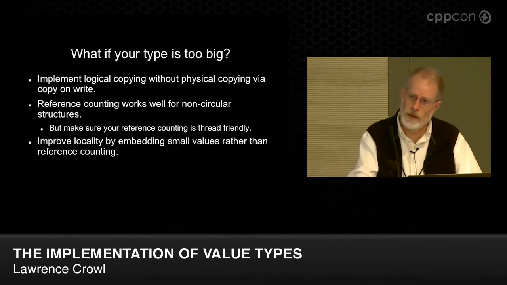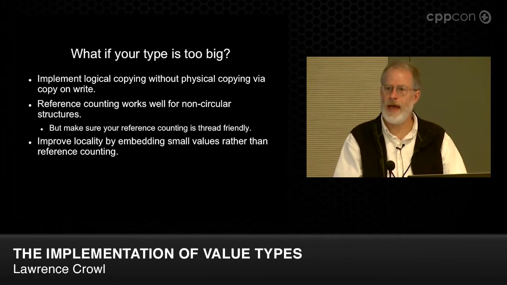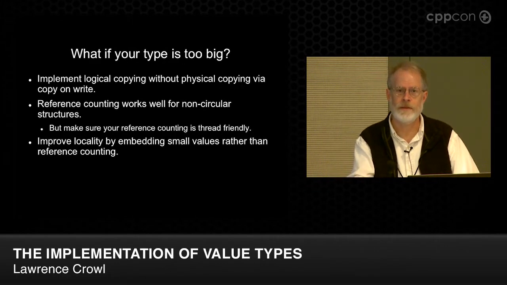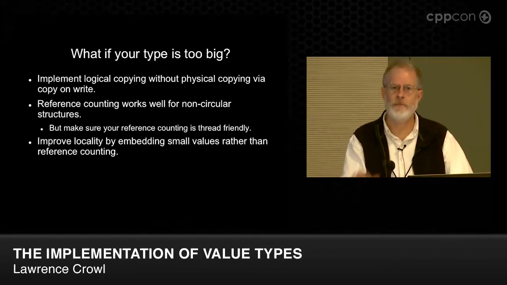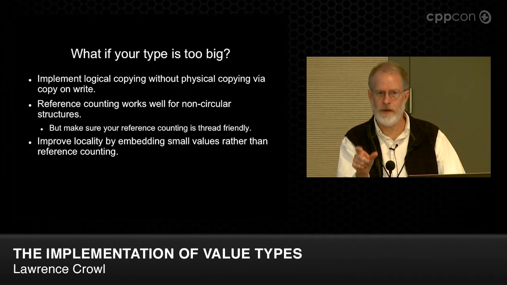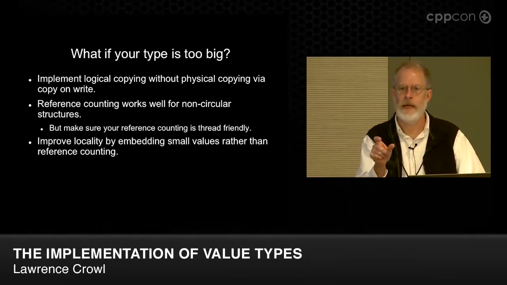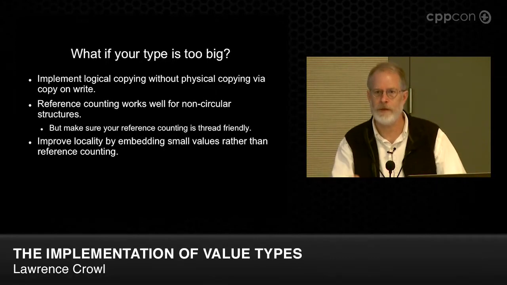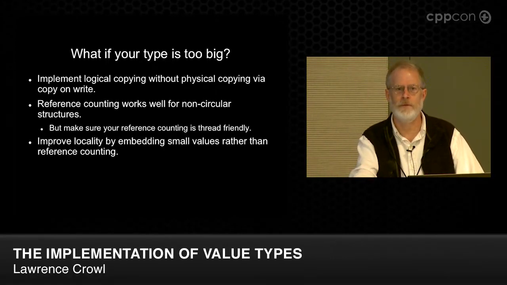The other thing you want to look at is if you have a type that could be very big but could be very small, look at embedding small values in the struct itself, in the main type, with a bit saying whether or not it's embedded or whether you have to go to external storage. This is used with std string. It's called the small string optimization. Most modern implementations do that.